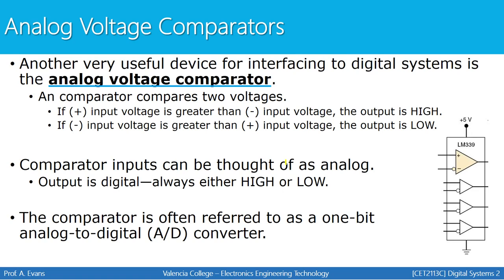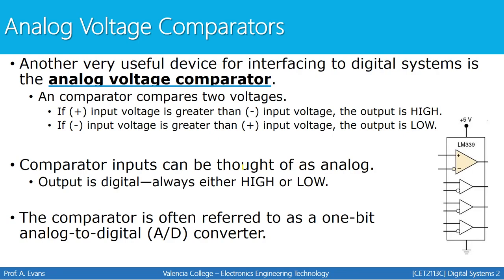Our last topic in this lecture is the analog voltage comparator. It's a very useful device for interfacing digital systems and analog systems. The comparator compares 2 voltages, and these could be analog voltages, not digital signals like a 0 or a 1. Basically, if the positive input voltage is greater than the negative, check out these two terminals here, the output is high. And if the negative input voltage is greater than the positive input voltage, the output is low.